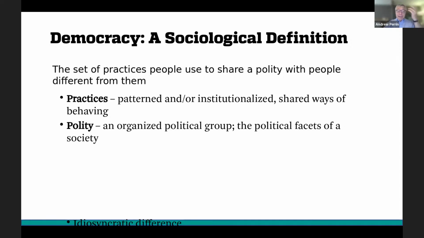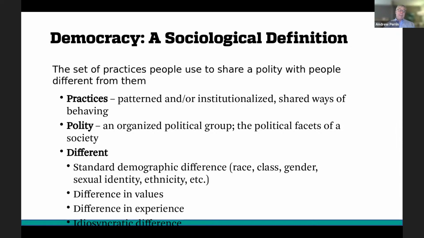The next thing I want to call attention to in the definition is the idea of a polity. And a polity is essentially an organized political group, or you can think of it as the political facets of a society. So a polity is the combined group that is represented in democracy, that is organized as a political entity. And so this is the thing that we use democracy to share, right? So we can think about it as the political portions of our social society.